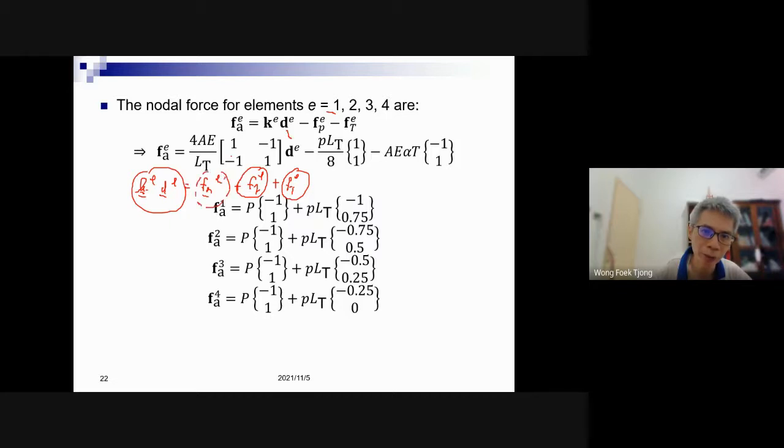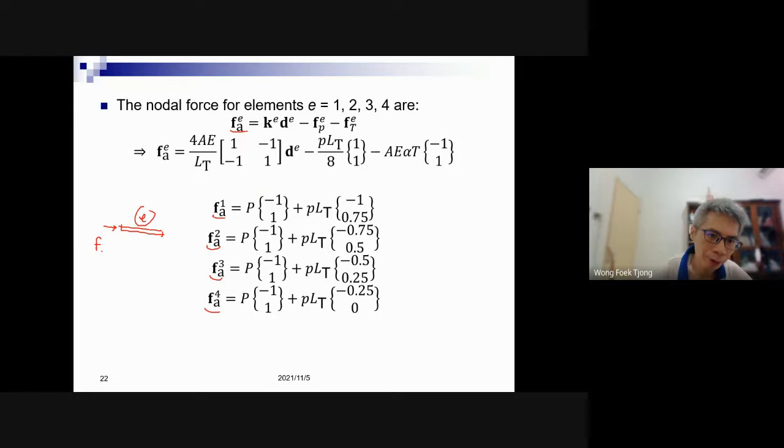So we compute this one using this formula, right? D minus this one minus this one, for each element. Then we can obtain the element end forces. It means for each element, let's say element number E here, we can obtain this one, right? FA1 for element number E. This is FA2 for element number E, for each element, E1, 2, 3, 4.